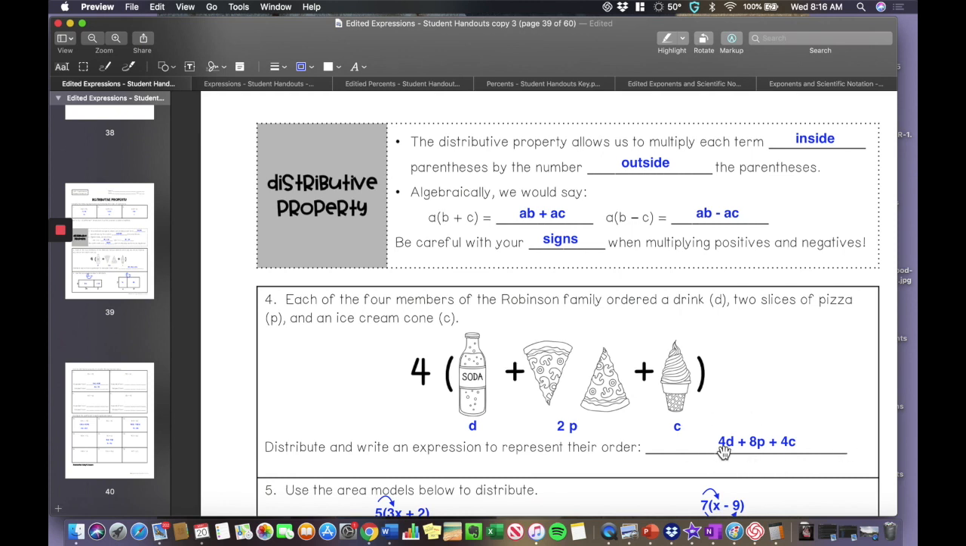So when they go to, I don't know, McDonald's or Dairy Queen or whatever is selling this kind of stuff, right? Each member is going to get 1 soda, each member is going to get 2 pizzas, and each member is going to get 1 cone. So I have 4 drinks, a total of 8 pizzas, and a total of 4 ice cream cones.